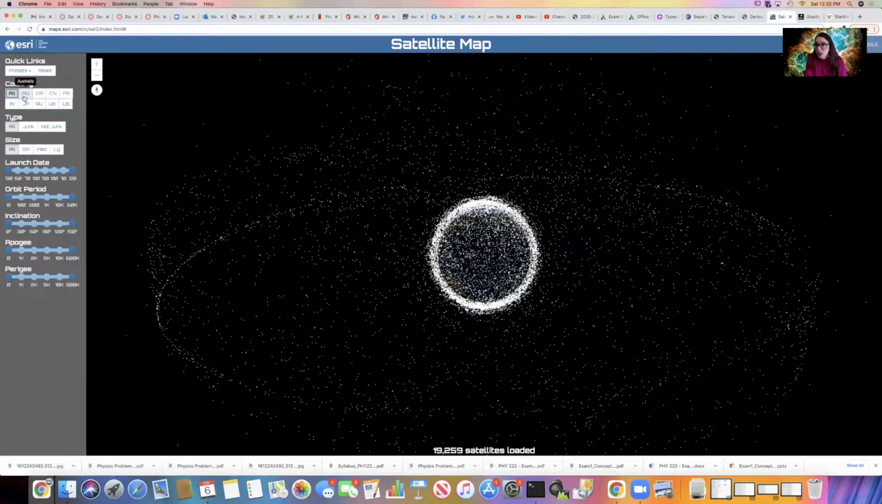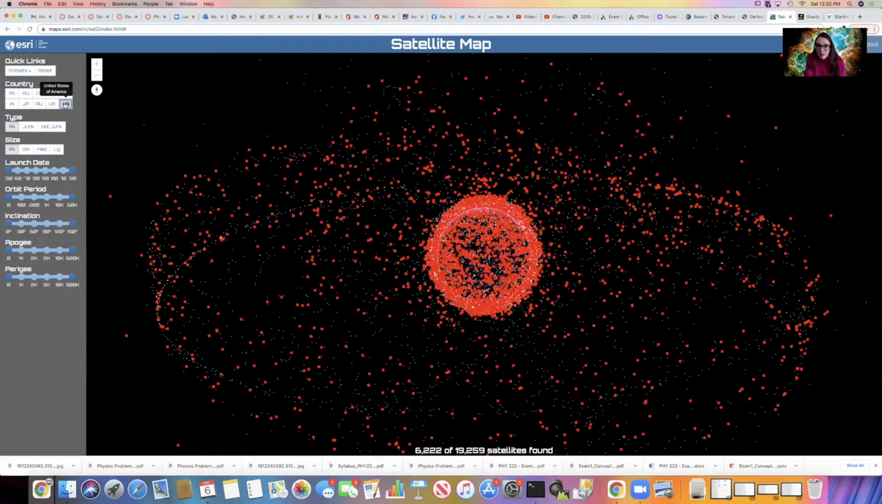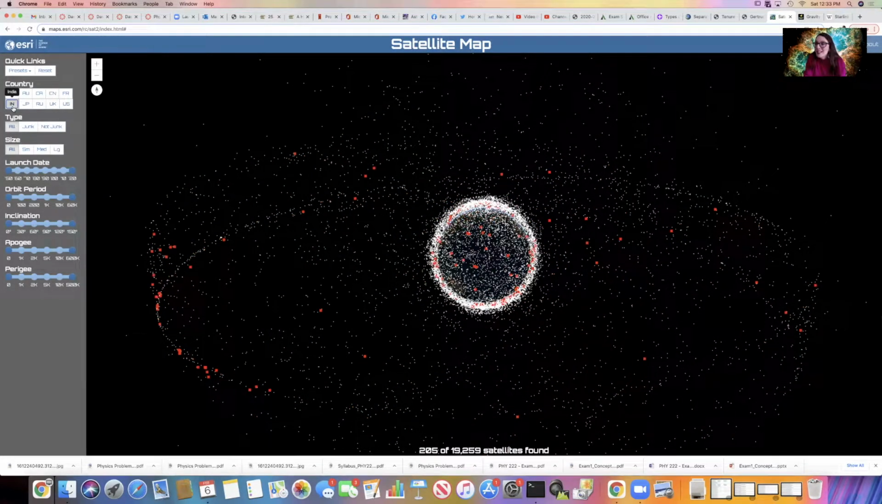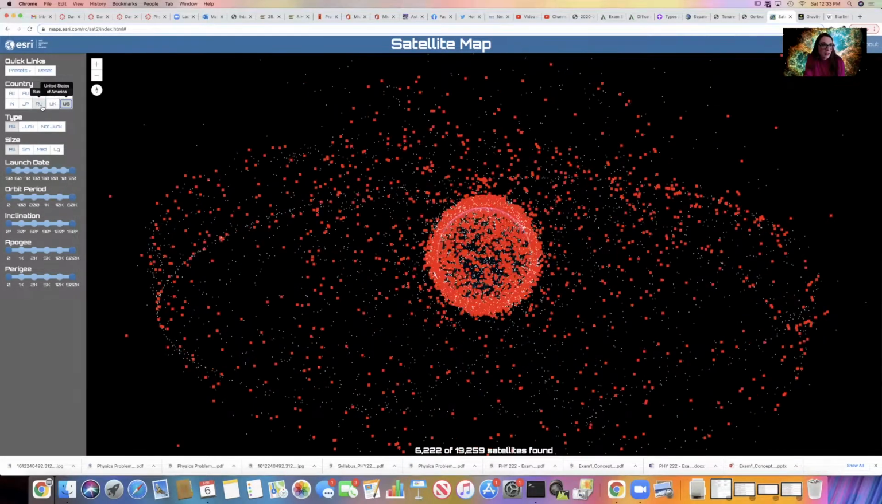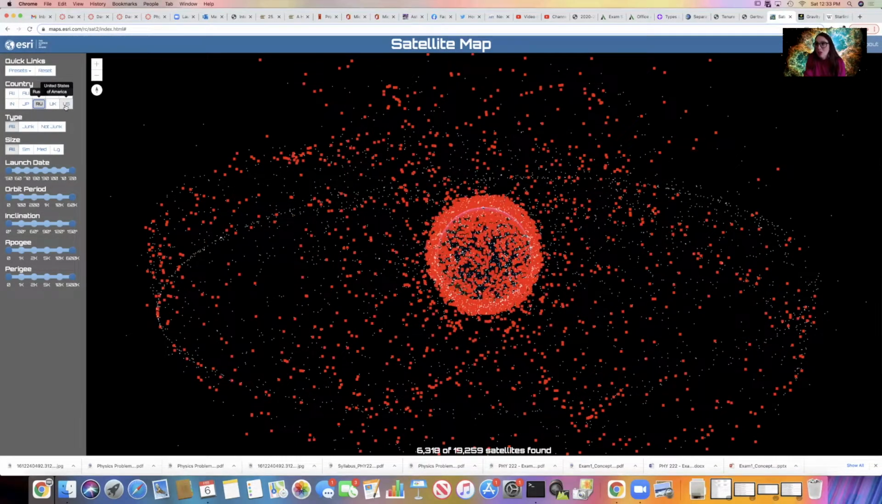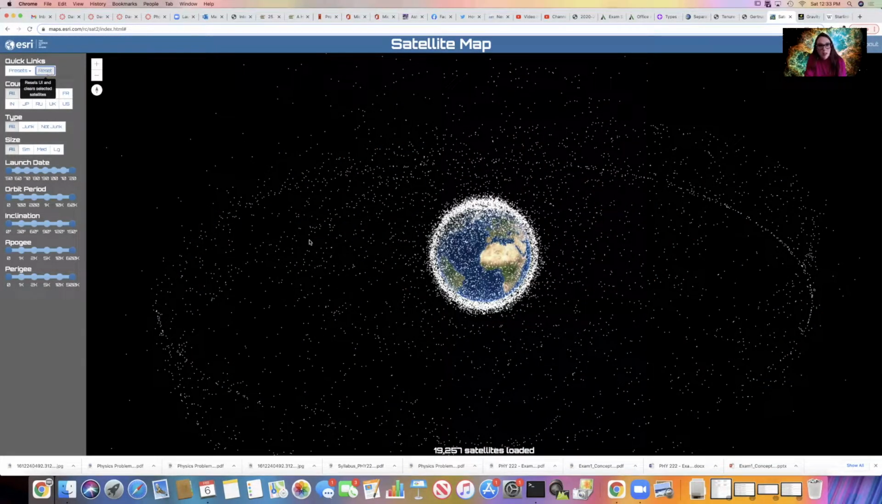You can also filter this by country, so you can see how many satellites the US has launched, how many satellites India has launched, how many satellites Russia has launched. They've launched a lot of them too. The US and Russia are the two countries that have the most satellites, either currently operational or past their functional operation date. The reset button brings everything back to normal and clears out all of your filters.